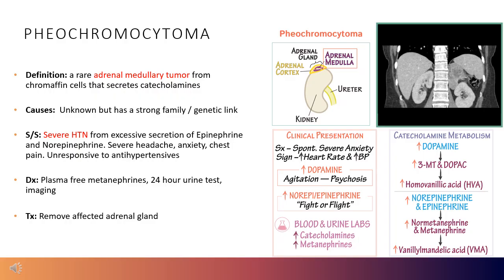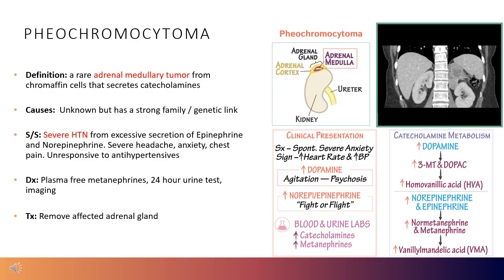Pheochromocytoma. So that's a rare tumor of the adrenal medulla, and that's going to come from the chromaffin cells. That's where it got its name from. And it causes the gland to release excessive amounts of catecholamines, so specifically epinephrine and norepinephrine. So you are just dumping these fight or flight catecholamines into the system. So their exact cause actually isn't known, but there is a strong genetic and family link for it. So patients with this condition can have a hereditary pattern or like associated genetic syndromes.